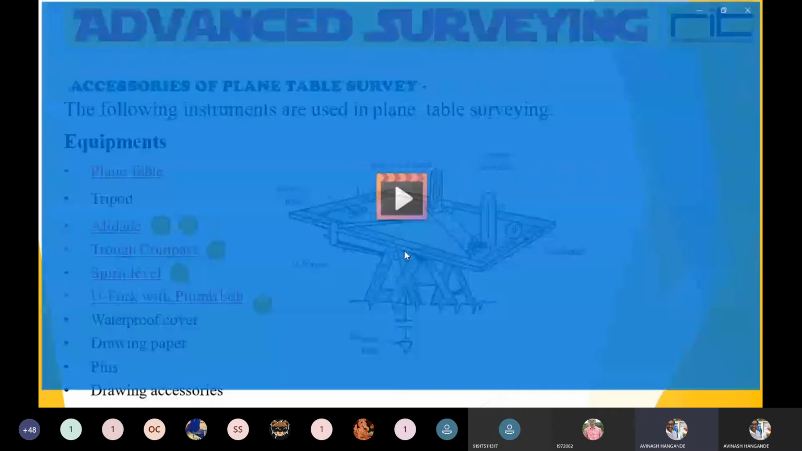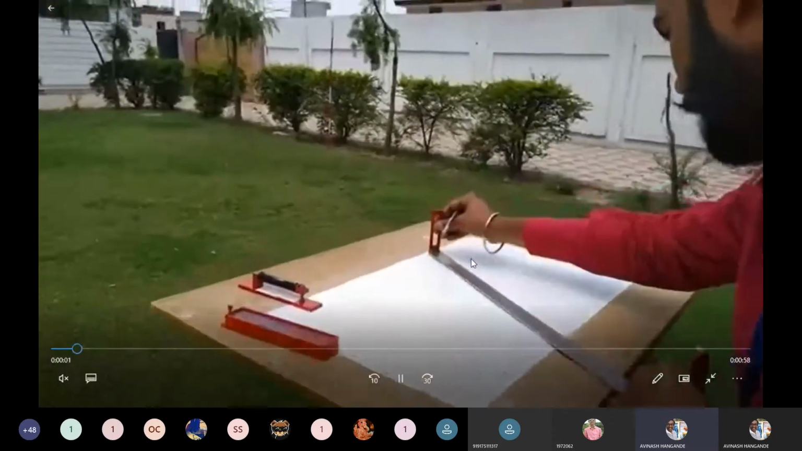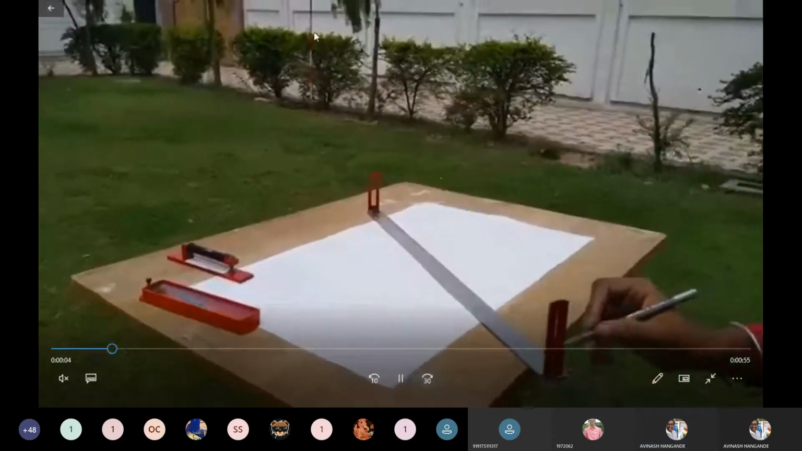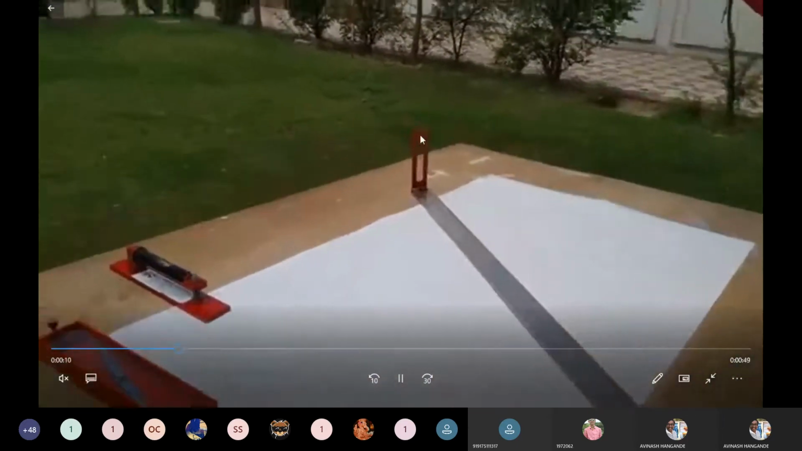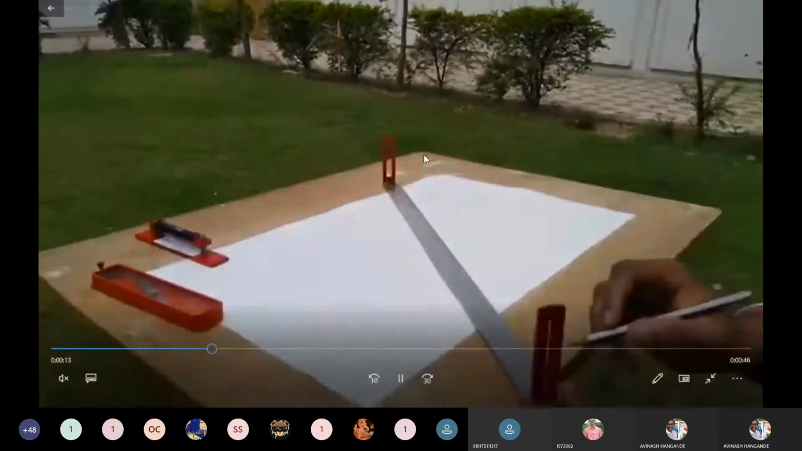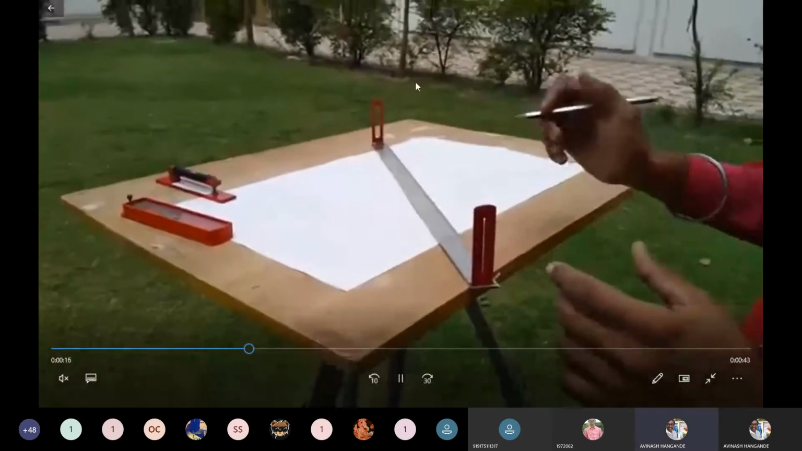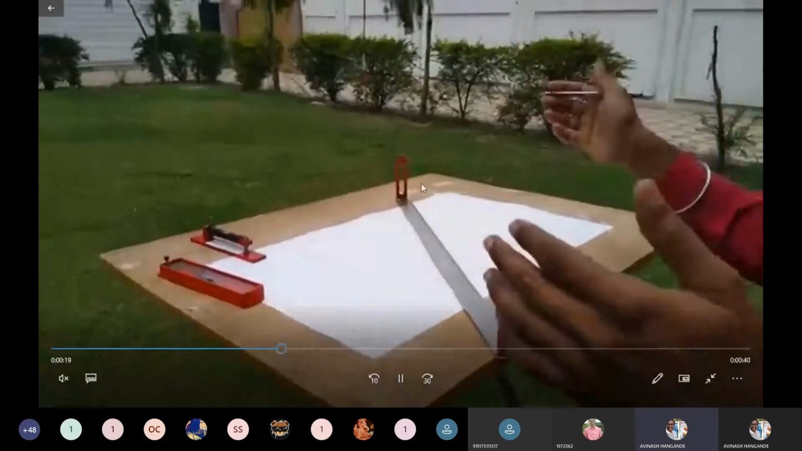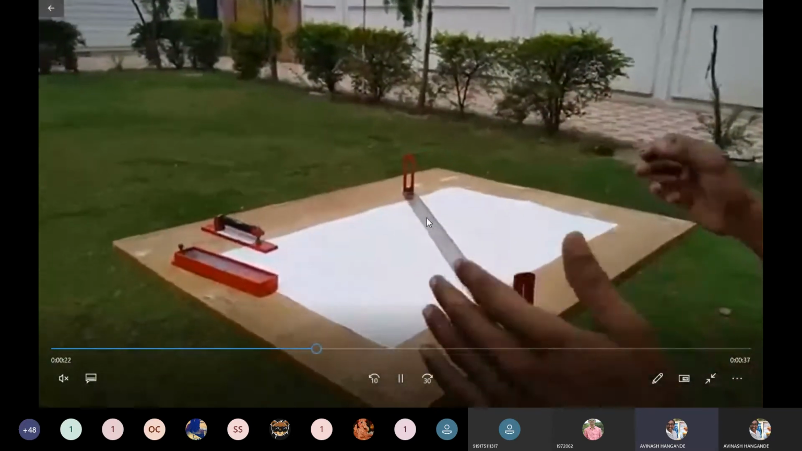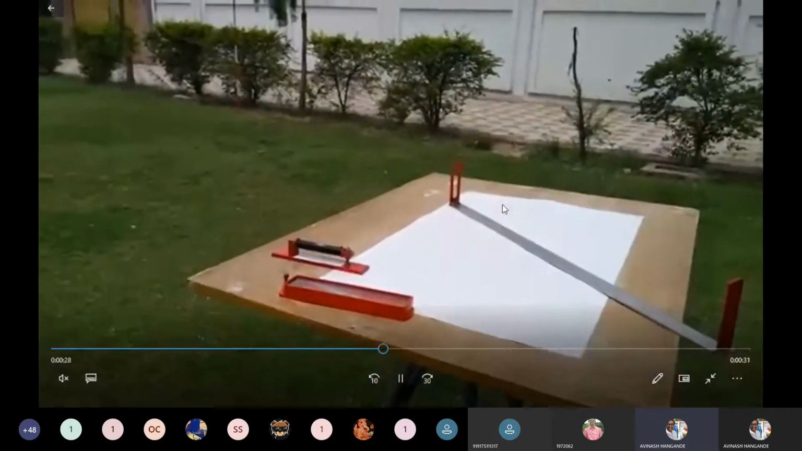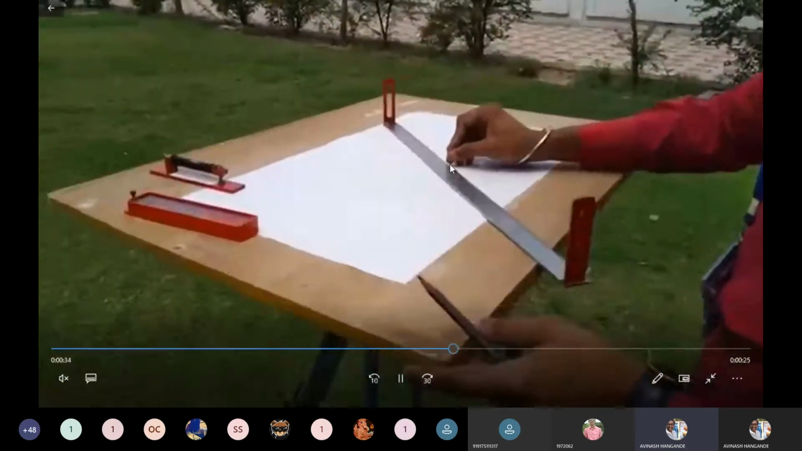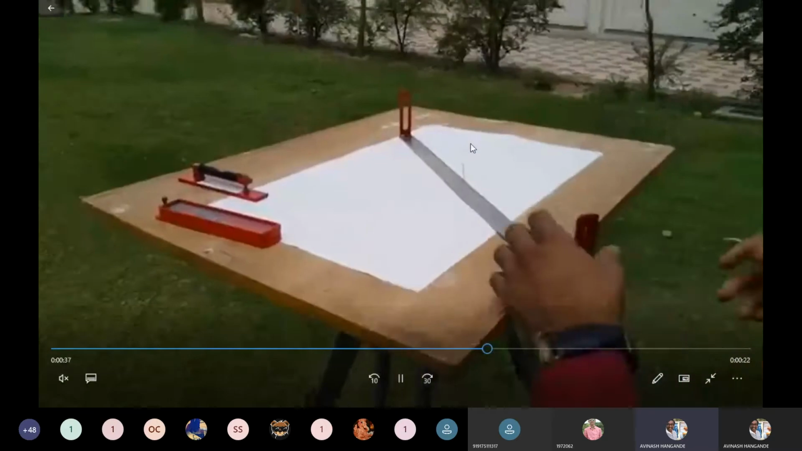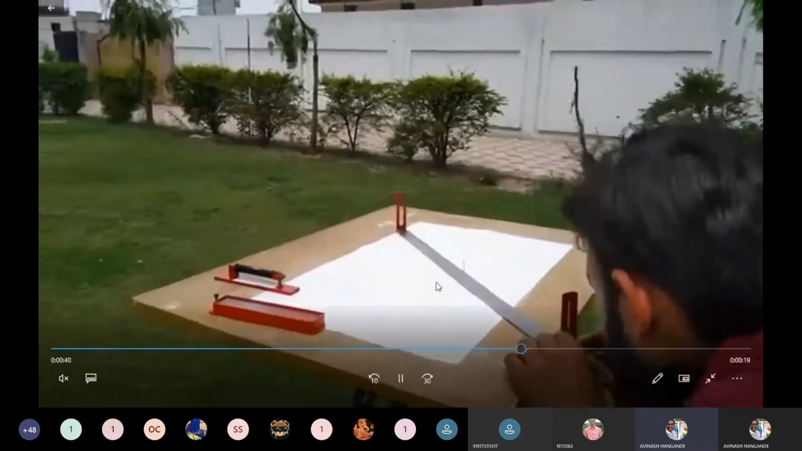So let me show you the use also. Okay, now how to do that? We have placed our alidate over this plane table. Then we have marked our center point. I will show you how we mark that station point. The pin is inserted over that station point. So that station point is the point over which our instrument is lying.